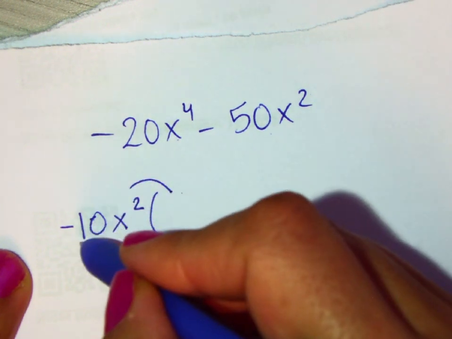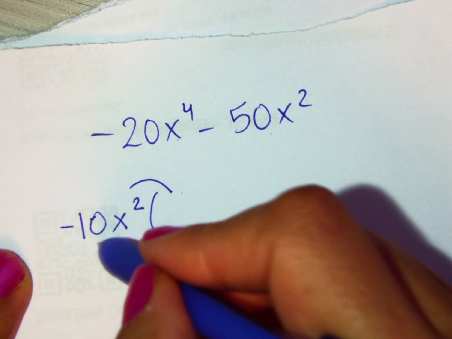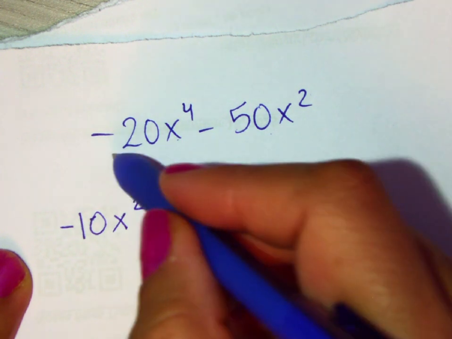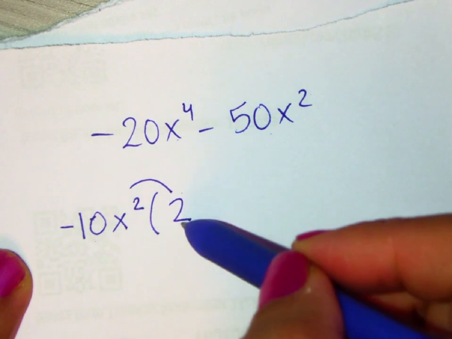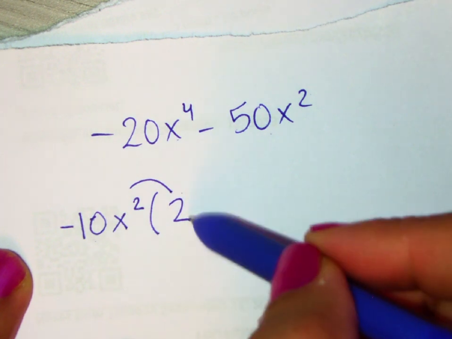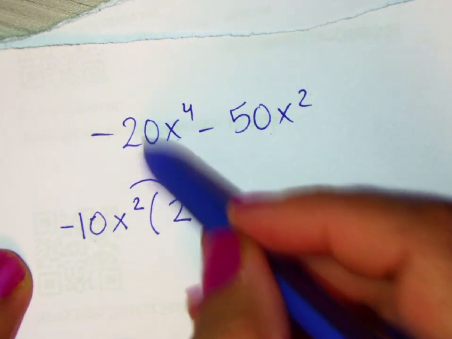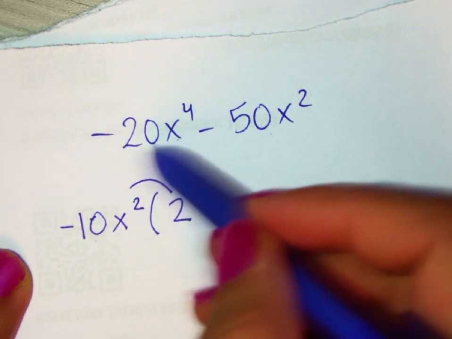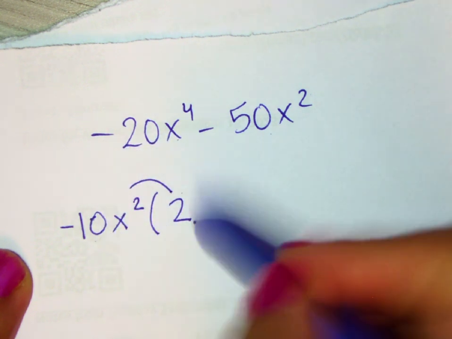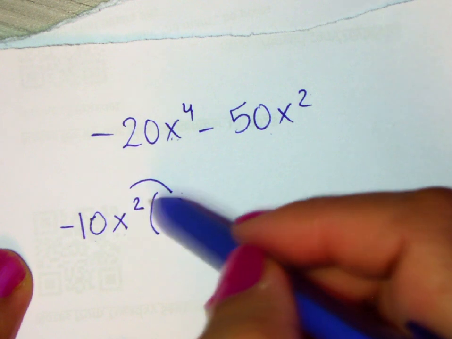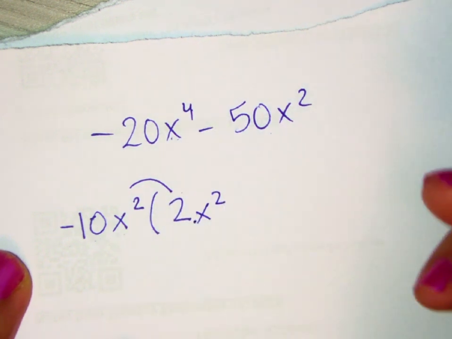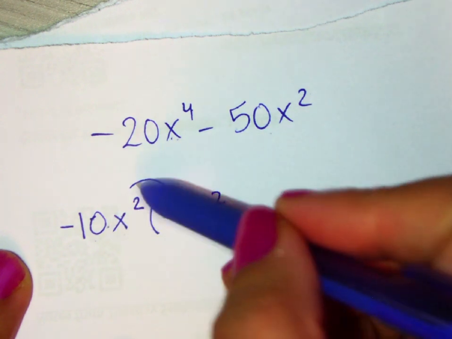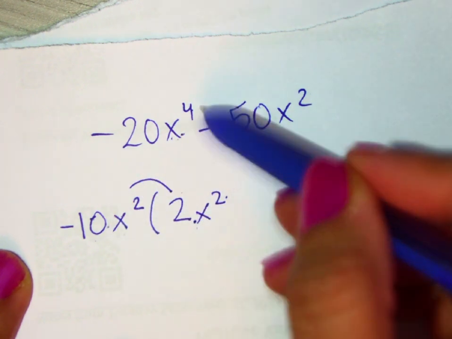Let's ask ourselves, what do we multiply negative 10 times what to give you negative 20? So that would be a 2. Negative 10 times 2. These answers are gathered if you divide these two. So negative 20 divided by negative 10 is 2. X to the fourth divided by x squared is x squared. Or again, you can multiply x squared times x squared gives you x to the fourth.